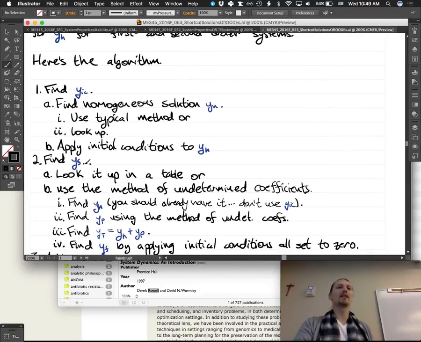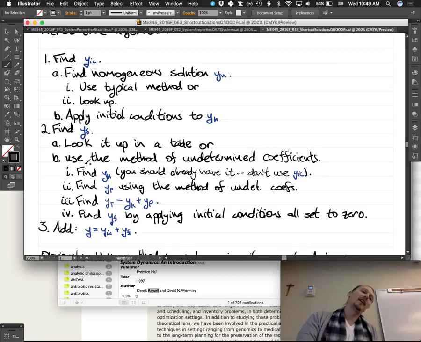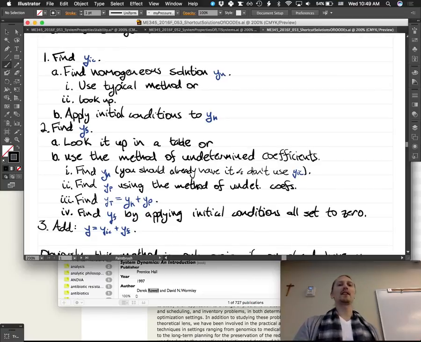So here's the algorithm, because I felt like it's useful to have a solution algorithm. The first thing to do is find YIC, because we know we're just going to have to find YIC and add it to YF to get the full result down in step 3. So we need to find YIC. How to do that? Find the homogeneous solution, YH. How to find the homogeneous solution?